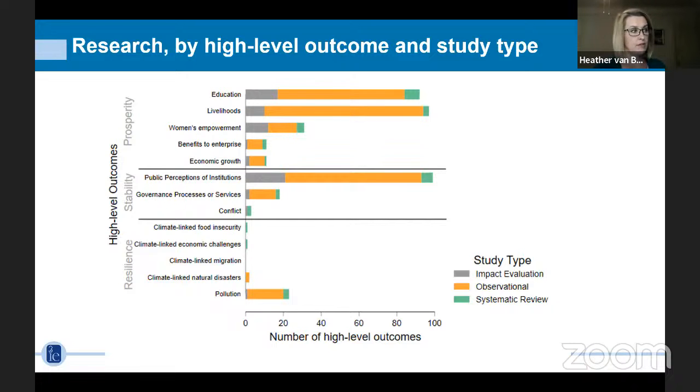Among the public perception of institutions studies, a lot of these examine willingness to pay, which we use as a proxy for people paying for services, kind of a vote of their confidence in institutions. There are many of those studies within that category. Within resilience, most of the studies in that domain are focused on the pollution outcome. Again, very few look at the climate-linked outcomes. And we found no studies, zero, none, that examine WASH outcomes in relation to climate-linked migration. So that does appear to be an understudied area.